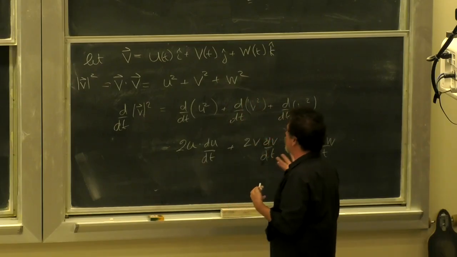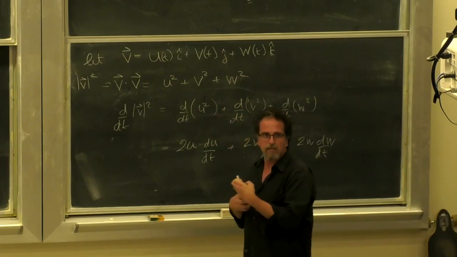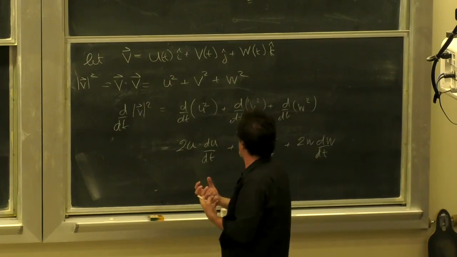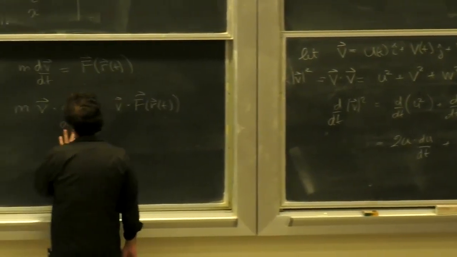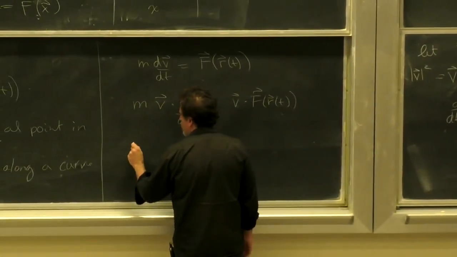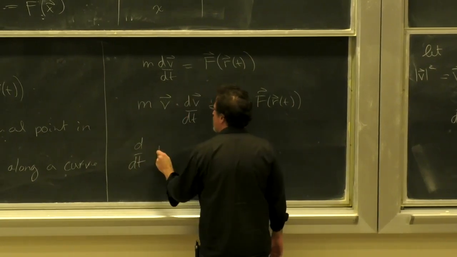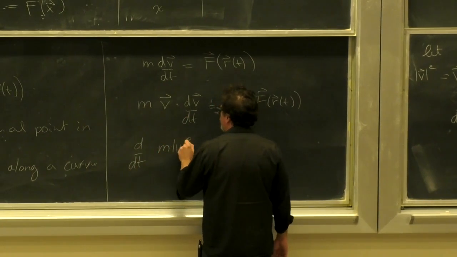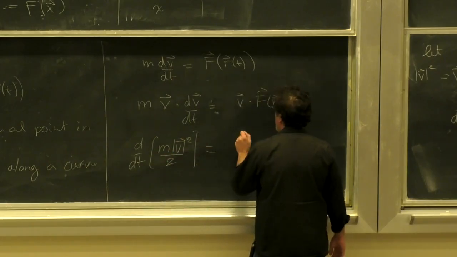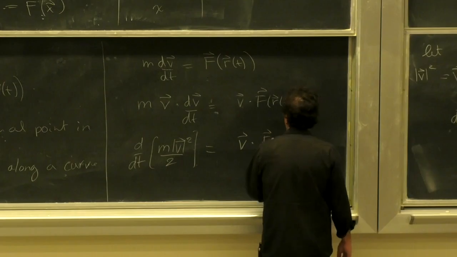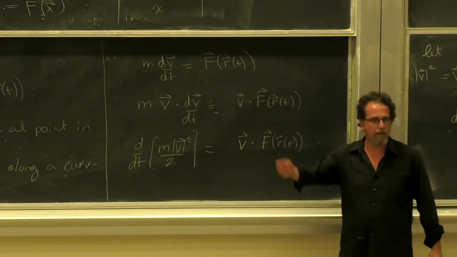Okay. I go through this in detail because I want you to understand that sometimes people get confused with this. Sometimes people get confused with chain rule a little bit. But this is what chain rule means. So this is important. That means I can pull the time derivative out front here, and I'm going to pull it right out front of everybody. And I have d by dt of m times the magnitude of v squared over 2 is equal to v dot f of r of t. Okay?